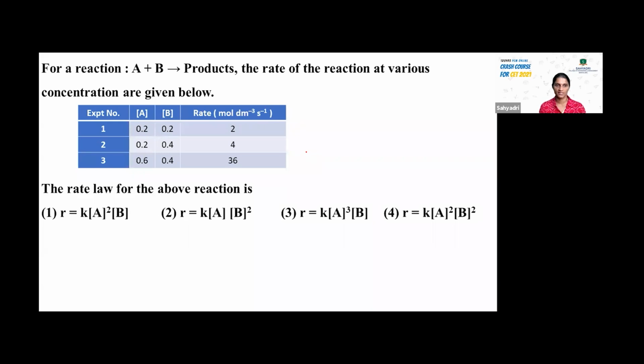Some are giving A as the answer, 2 as the answer, 4, 3. This type of questions were asked in the exam. Is it same everywhere? Yeah, it is same for the first order reaction, Rishan.